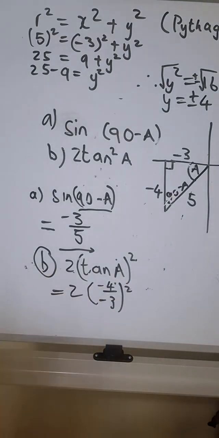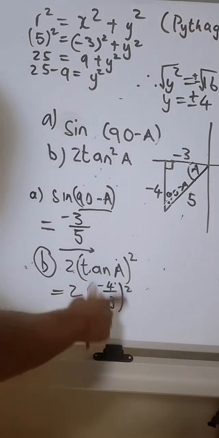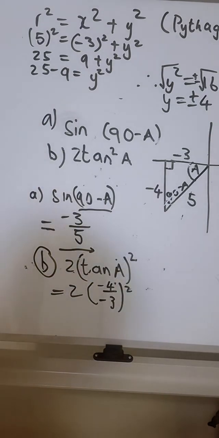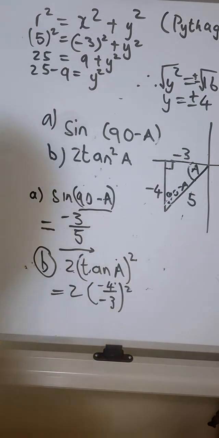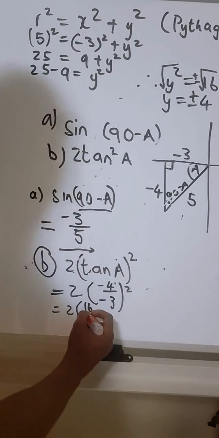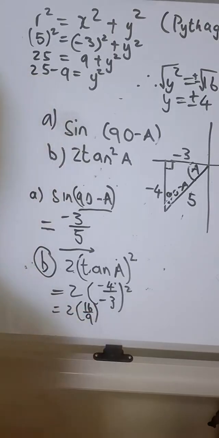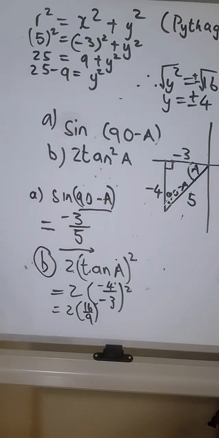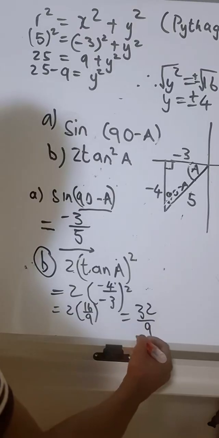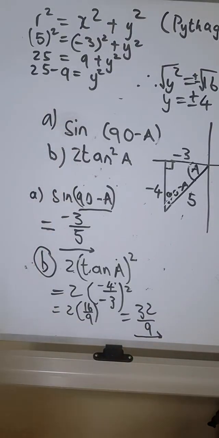Now you can apply BODMAS, simplify and get the answer. The exponent gets priority inside the bracket, because BODMAS says so: Brackets, Order, meaning exponents and roots. So the 2 will get multiplied to what? 16 over 9. Now 2 times 16 over 9 will give you 32 over 9. That is the answer.